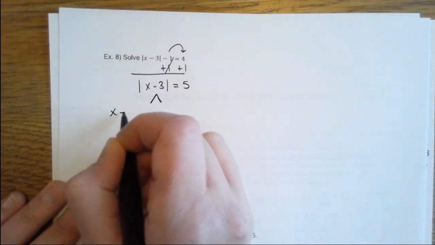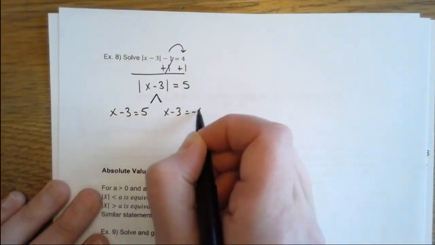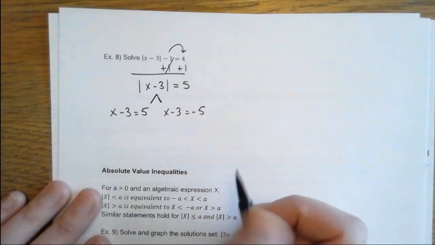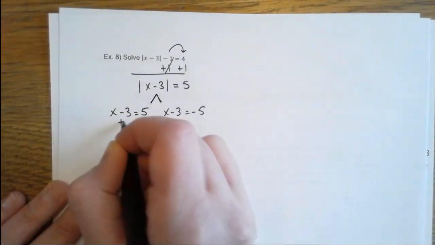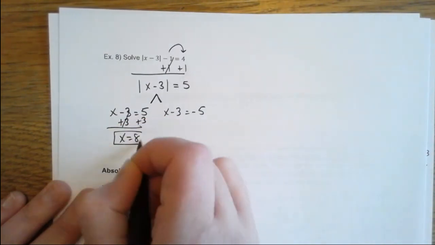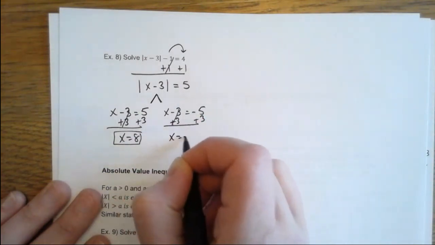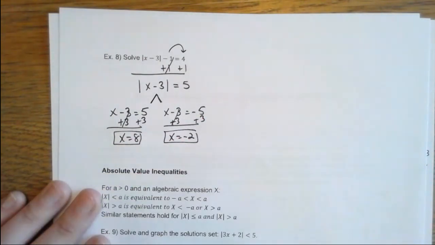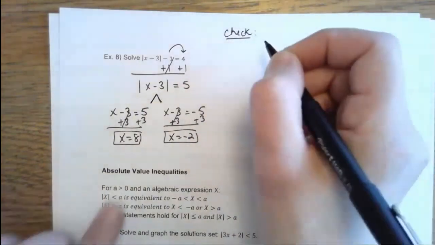So I'm going to split this 1 with 5 and 1 with -5. So this part doesn't change, just the right side changes. And then I can go ahead and solve. So here I have 8. And here I have -2. Now I am going to show you the check again, just to show you why it works.